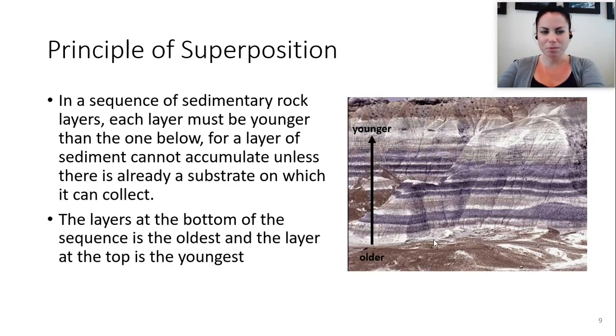I just alluded to the last one with this one, which is the principle of superposition. In a sequence of sedimentary rock layers, each layer must be younger than the one below it. A layer of sediment cannot accumulate unless there's already something below it. The layers at the bottom of the sequence here are older than the layers at the top of the sequence. Of course, there are exceptions to this rule, but in original deposition, when we talk about relative age, these are the principles. The principle of superposition is that sediments that are older form first, and younger ones are formed on top.